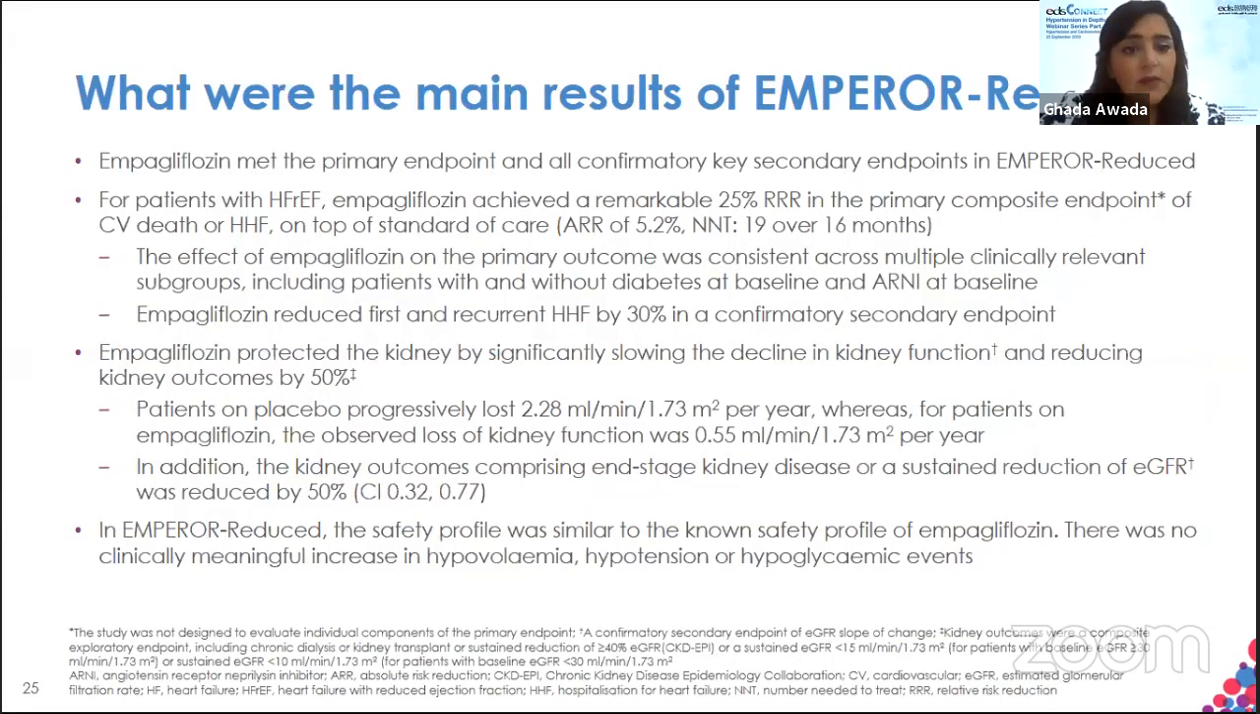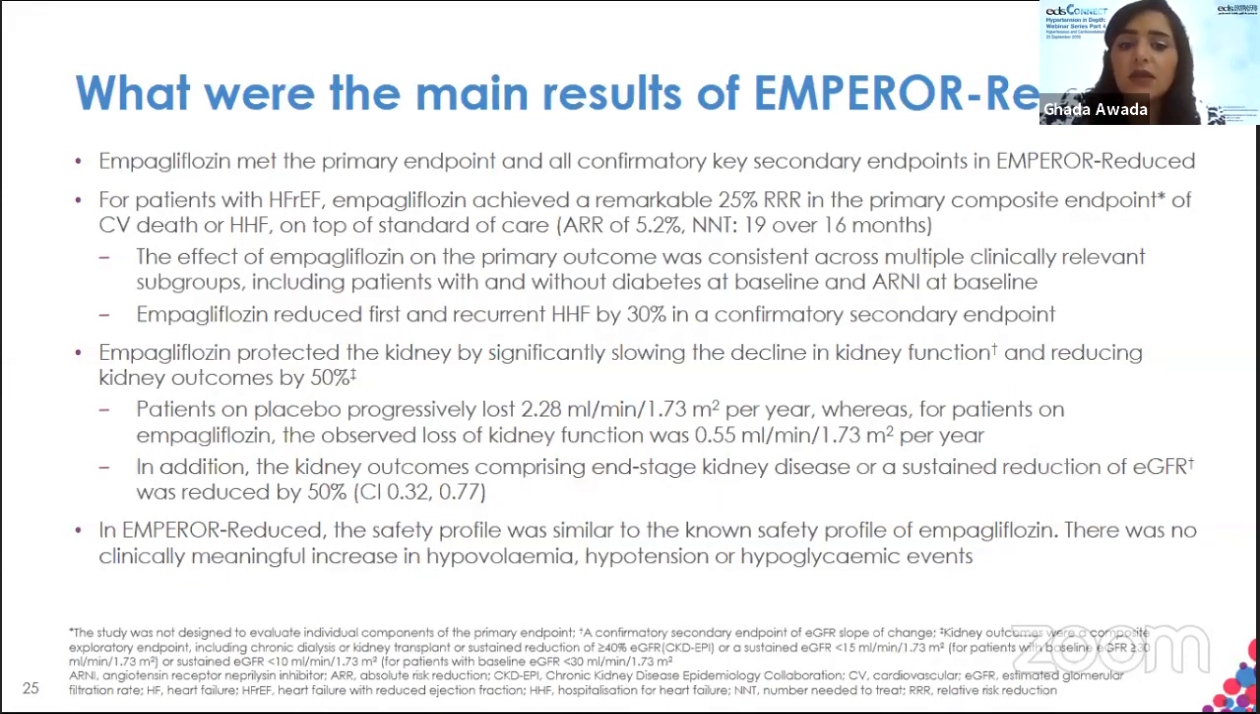So to summarize, empagliflozin met the primary endpoint and all of the confirmatory key secondary endpoints. For the patients with reduced ejection fraction heart failure, empagliflozin achieved a remarkable 25% relative risk reduction in the primary composite endpoint, with a 5.2% absolute risk reduction. It was consistent along multiple subgroups, including patients with and without diabetes at baseline and with or without ARNIs at baseline also. It reduced the first and recurrent hospitalization for heart failure by 30% in the confirmatory secondary endpoint.